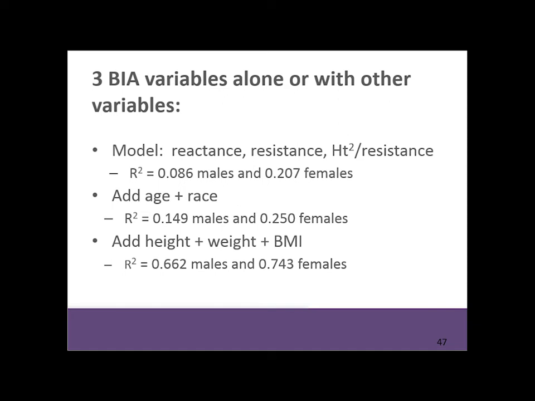So the message is, and I'm just dwelling on this because some people don't realize it, if you just have BIA measurements, it's terrible as a measurement of body composition. If I then add into the variables for selection age and race, it's still terrible, okay? And then if I add in addition height, weight, and BMI, then you're getting R-squares that are pretty decent. But actually, what I'm going to show you now is that we can do better.